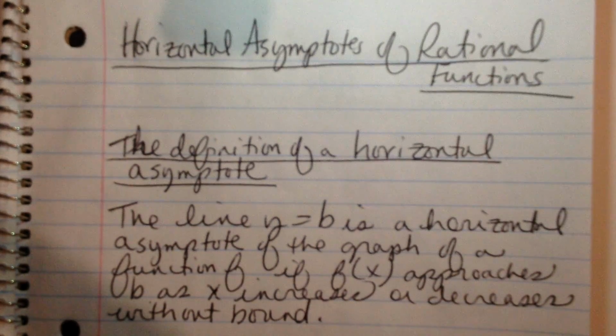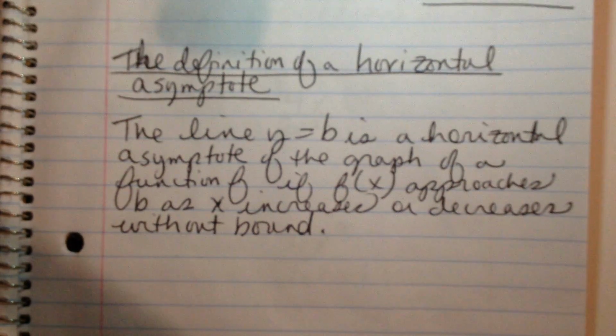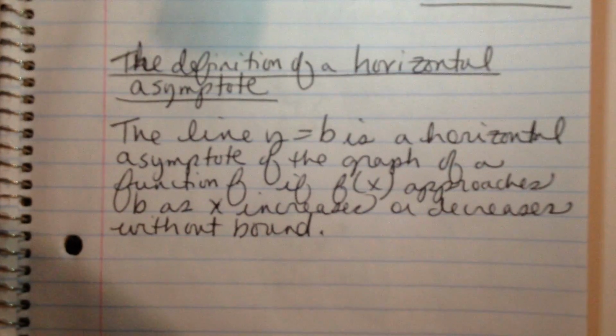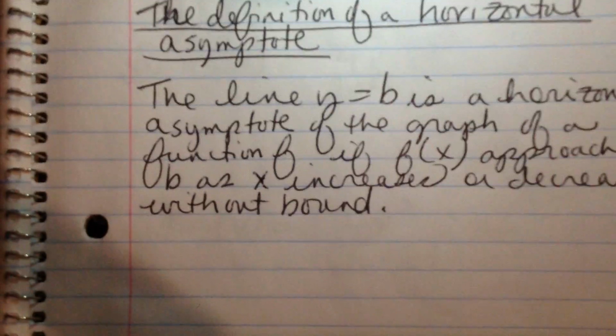Horizontal asymptotes of rational functions. The definition of a horizontal asymptote: the line y equals b is a horizontal asymptote of the graph of a function f if f of x approaches b as x increases or decreases without bound. Just like we've talked about vertical asymptotes, we're going to talk about horizontal asymptotes.